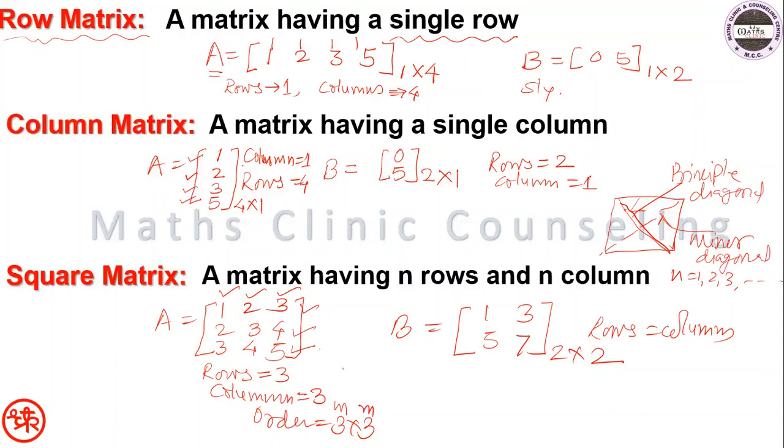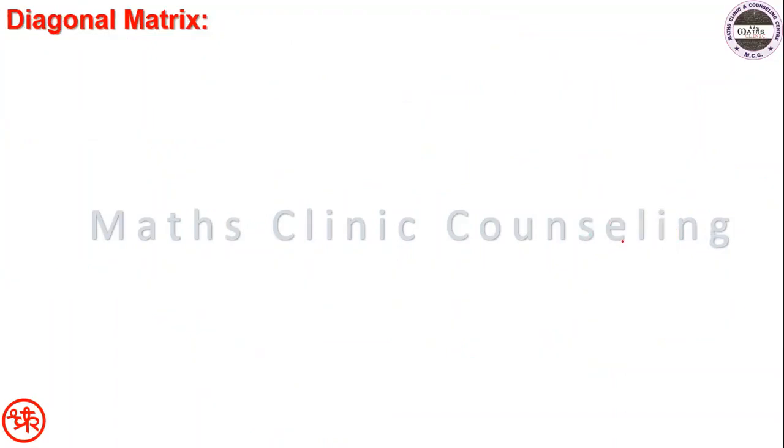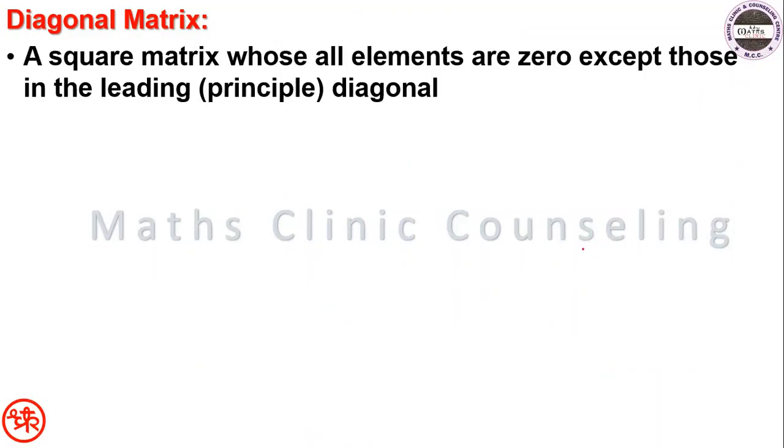Okay, so we see that in a square matrix, if the elements outside the principal diagonal are 0 and the rest of the elements are non-zero, then that matrix is called a diagonal matrix. Is that clear? So a square matrix whose all elements are 0 except those in the leading diagonal or principal diagonal. Okay, we can write one example.